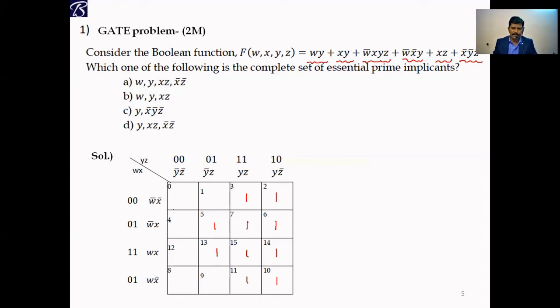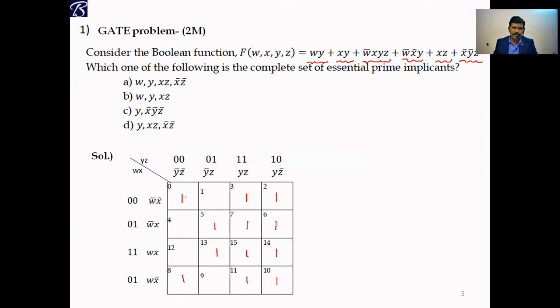X bar is here, the first row and last row, and y bar, z bar is the first column. So here this is the one pair, 0 and 8. So these are the minterms given. So now try to group this, minimize this, and find out what are the essential prime implicants.